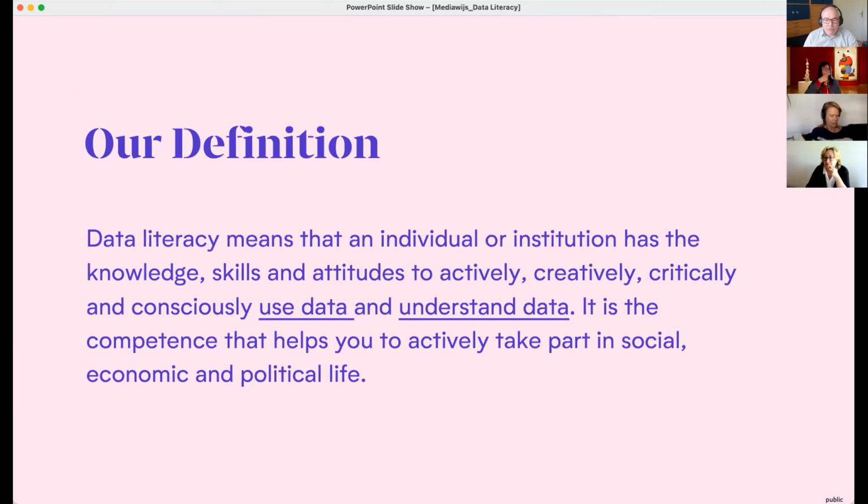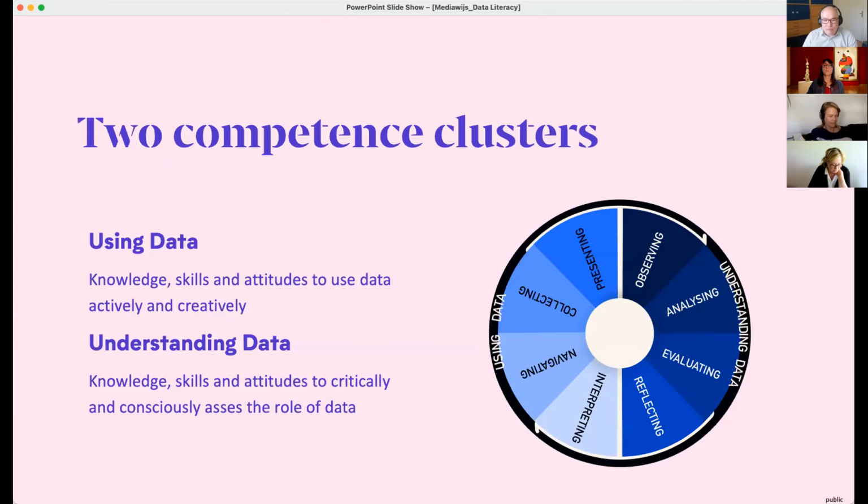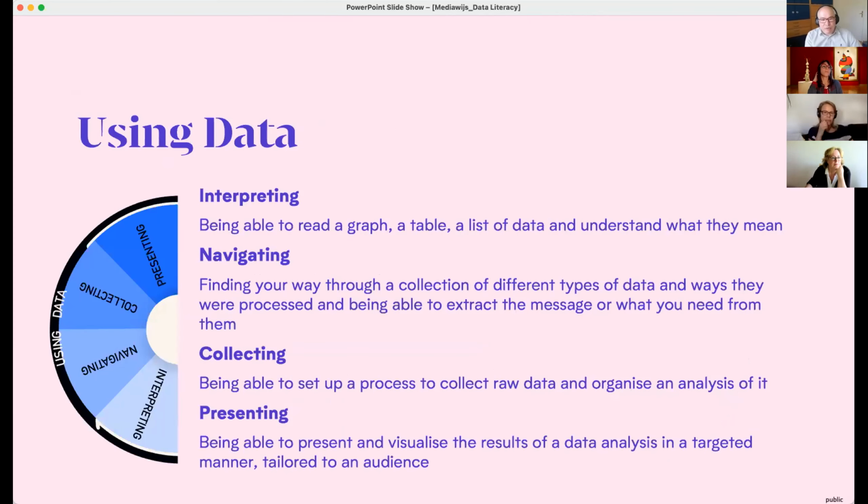With, of course, the aim, I already heard active citizenship, and that's also something that we think is very important. People should be able to actively, autonomously take part in a data-fied society in social, economic, and political life. We've developed our own competence model that reflects this duality between using data and understanding data. And if we talk about using data, we're talking about being able to interpret, being able to read a graph, a table, a list of data, and understand what this means.